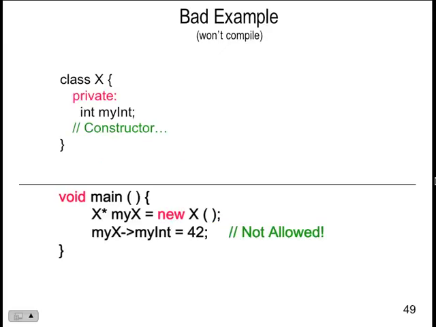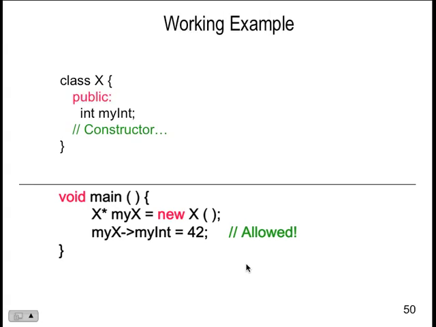So here we have a bad design. Here's a bad example. It won't compile, actually. In class X, we have a private myInteger, and it's trying to change myInteger here, which is not going to be allowed because it's private, and we're using it as a public. We're trying to change the attribute out in the public, which is going to violate the rules.